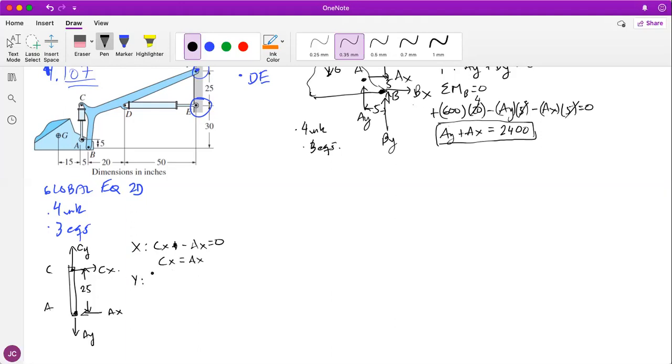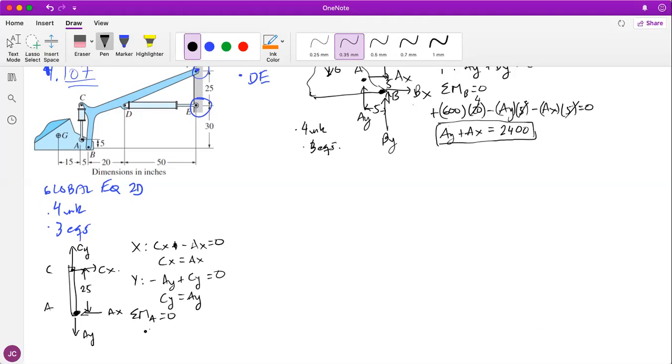Let's go with Y. So I will get minus AY plus CY, and this thing will give me 0. Therefore, I can write that CY equals AY. Okay, one more piece of information that maybe helps me or maybe not. Now, moment regarding A. So regarding A, this is the point of interest for this equation of moment. So CY will pass through A. I won't take that into account.